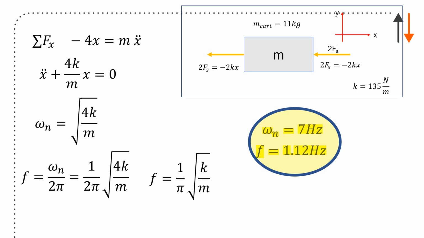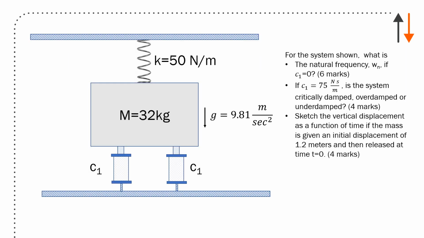And I get the natural frequency, which is really this term right here. This is my k over m term. It becomes 4k over m because that's the real spring constant for the system. And frequency of this is omega n over 2 pi, which is 1 over 2 pi times the square root of 4k over m. And so f is equal to 1 over pi times the square root of k over m, and I get 1.12 hertz. This is a slightly more complex problem.